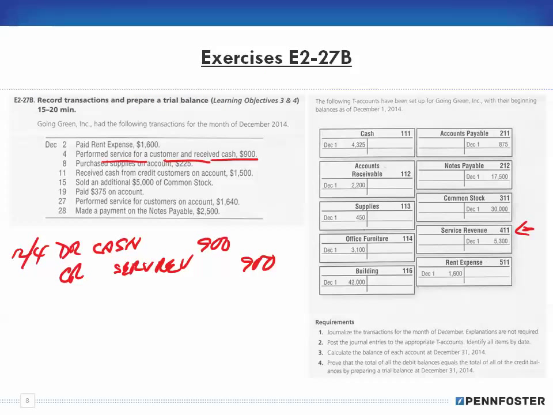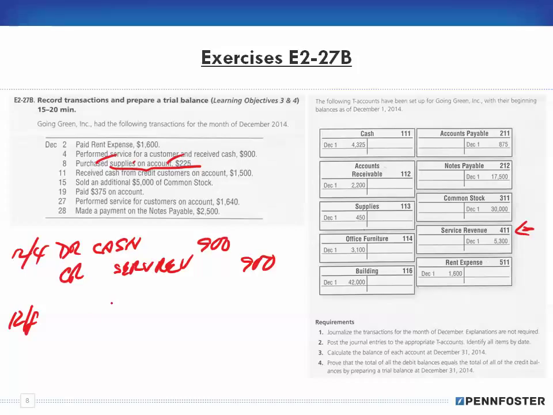All right. Let's see, on 12/8, I'm purchasing supplies on account for 225. Okay. So am I affecting cash? No. Why? Because I'm purchasing supplies on account. I'm buying it on credit. So I'm not affecting cash.